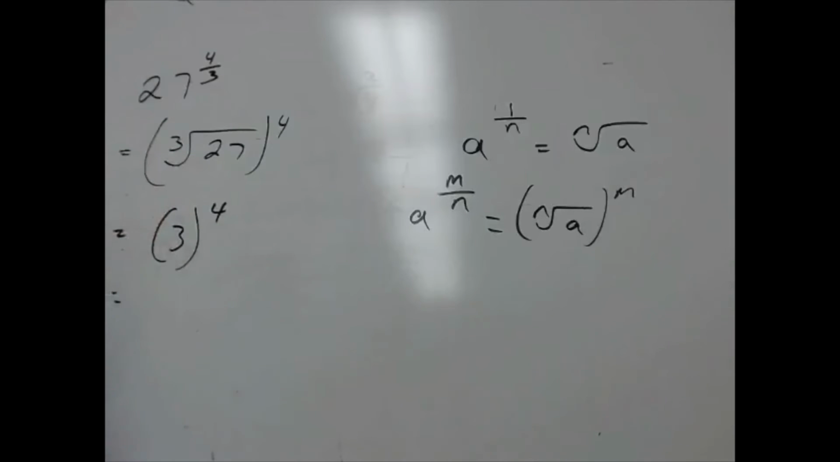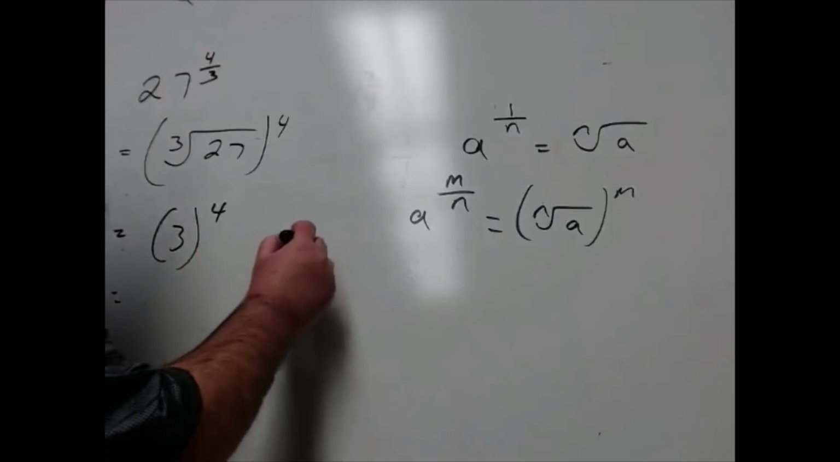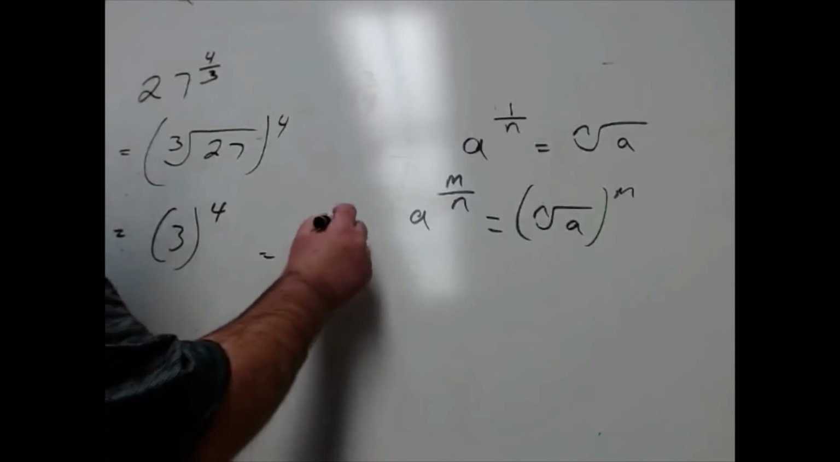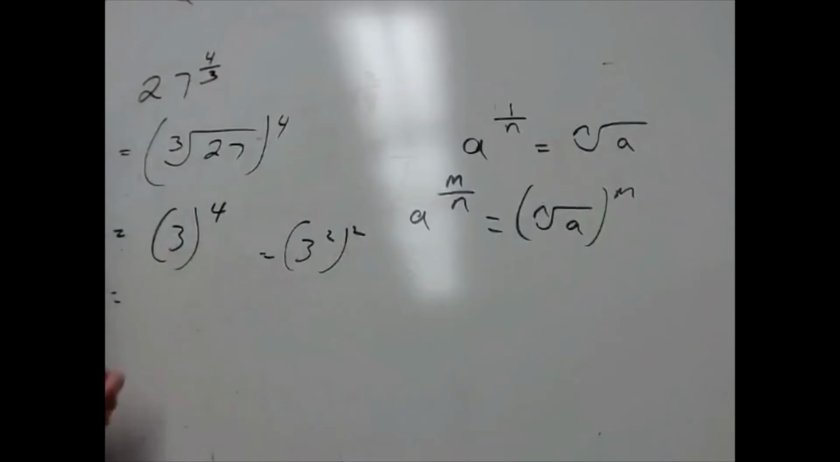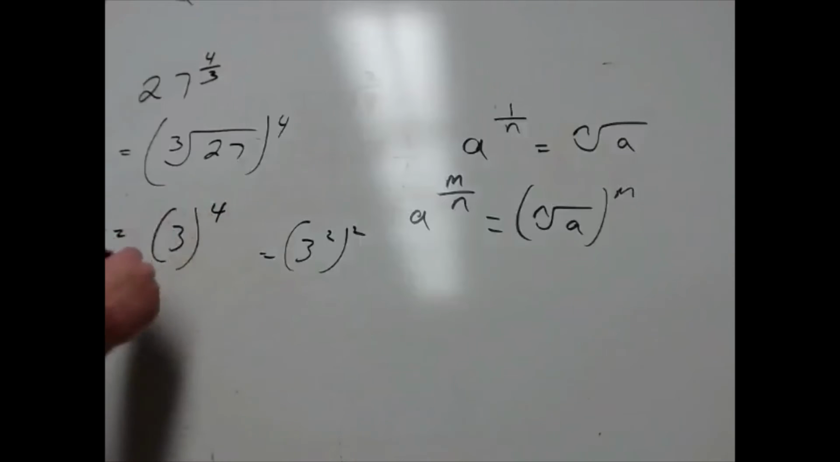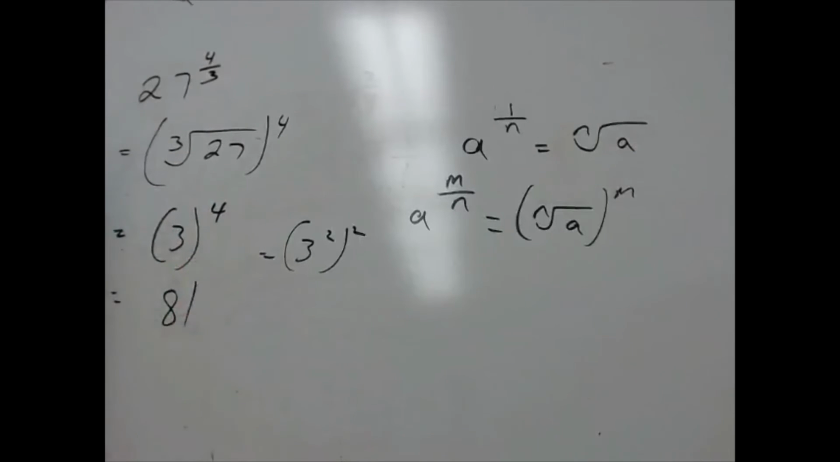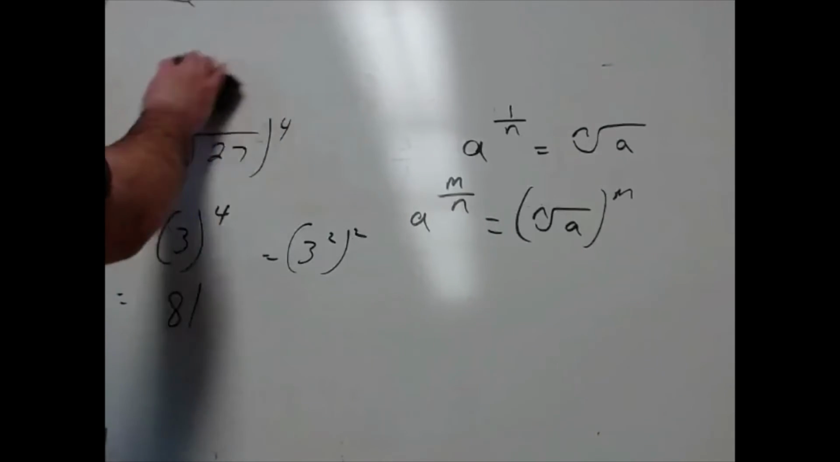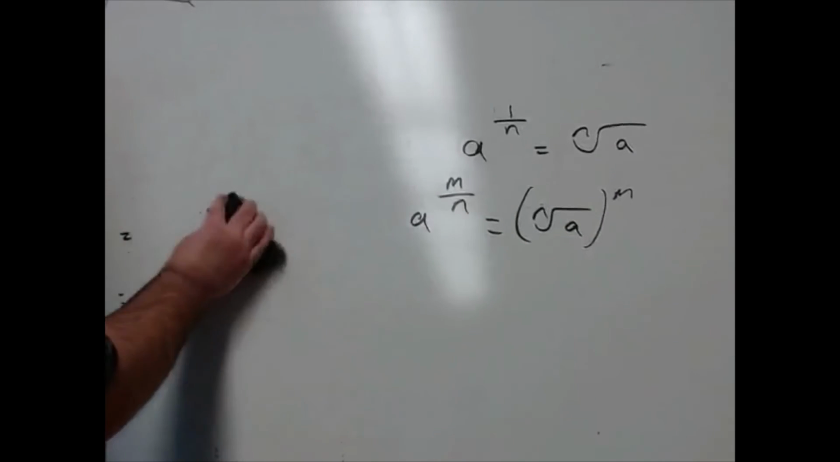And to find 3 to the 4, well, if you don't know what 3 to the 4 is off the top of your head, you can always square twice. So 3 to the 4 is actually the same as 3 squared, and then square it. So 3 squared is 9, square again is 81. So 3 to the 4 is 81. Of course, the numbers don't always look that nice. Sometimes they're a little bit uglier.